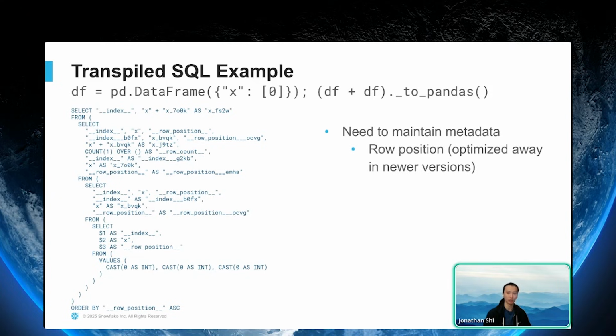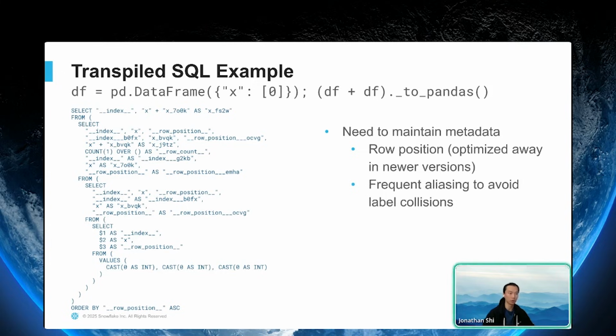In particular, pandas expects all data frames to have a row position. But in SQL tables, there's not really this concept. Unless you specify an order by clause in SQL, there's no inherent ordering to the data frame. But in pandas, users expect their data to generally be ordered, so we have to maintain an explicit row position column. In newer versions of Snowpark pandas, we've optimized away the row position column to make things more efficient, but in many cases, we still have to pay the cost of maintaining this metadata across SQL queries.